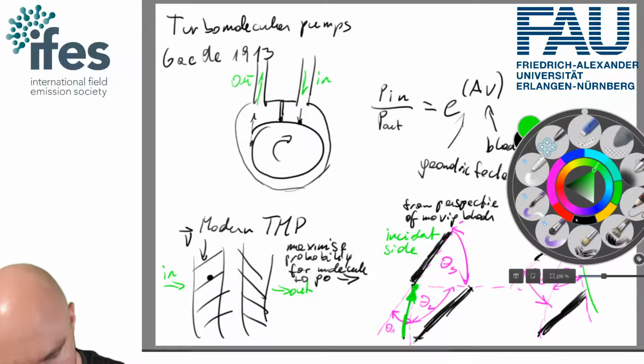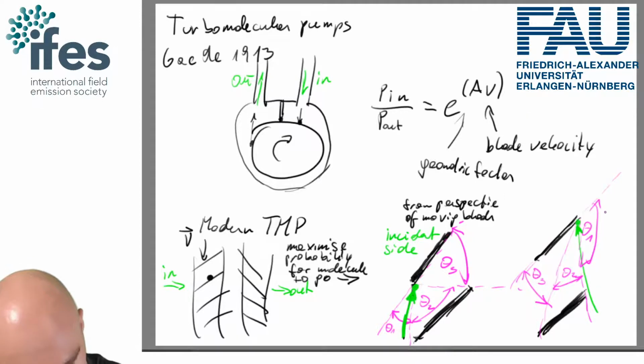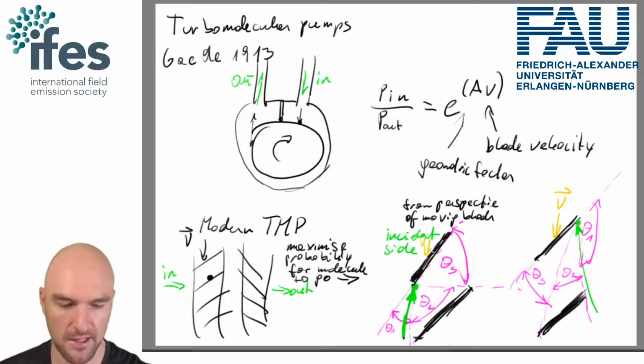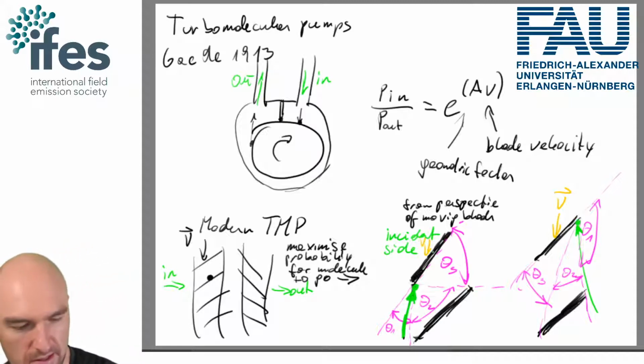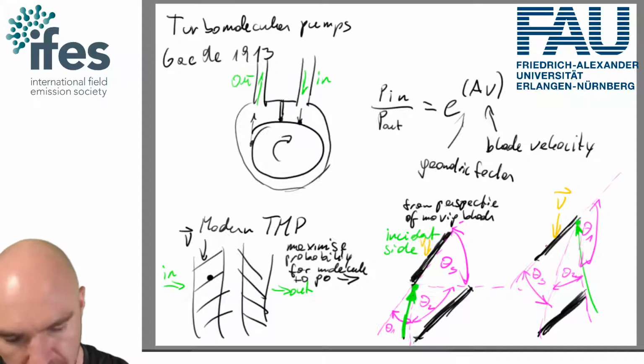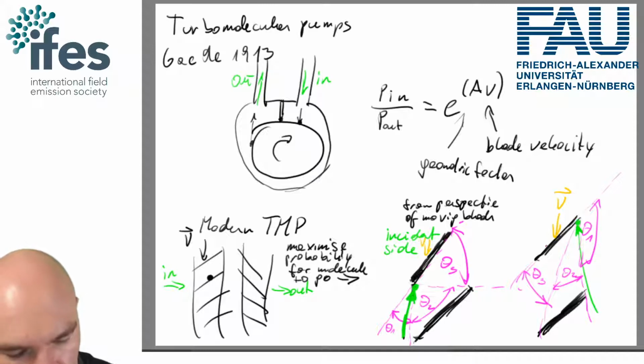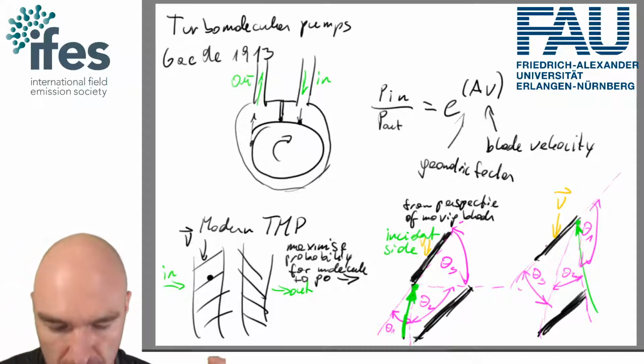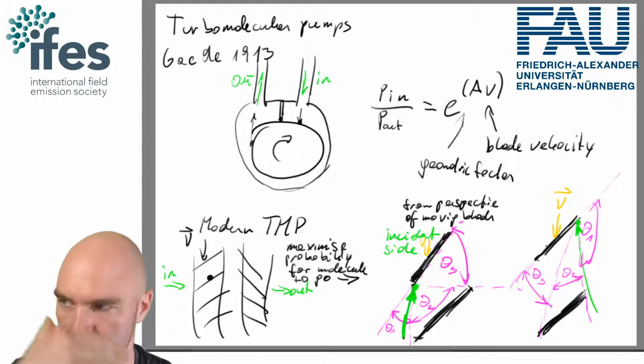So the blade spins with the velocity v, and maybe I'll just note that down here. So we've got the velocity v here, and we've got the same velocity v here. And so what we need is essentially for it to spin fast enough that the desorption is much more likely in the right direction than into the left direction, in the global coordinate system, because this is now in the coordinate system of the blade.